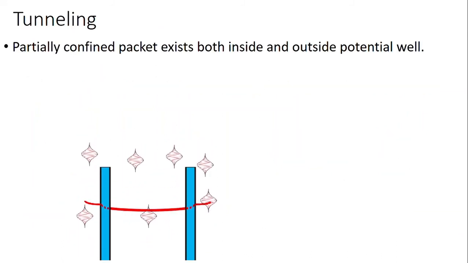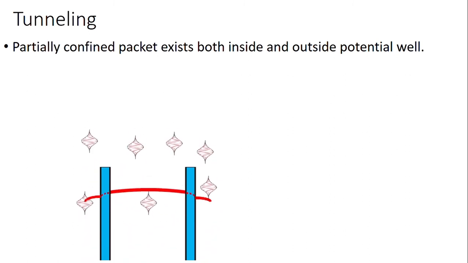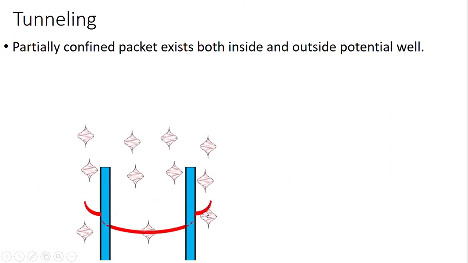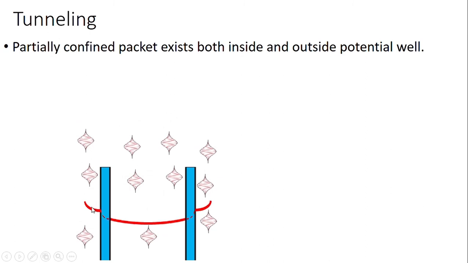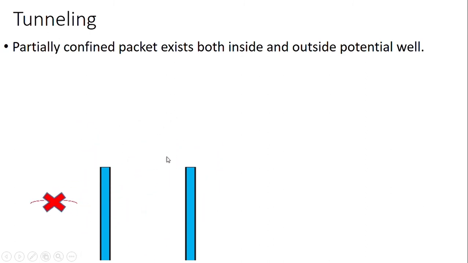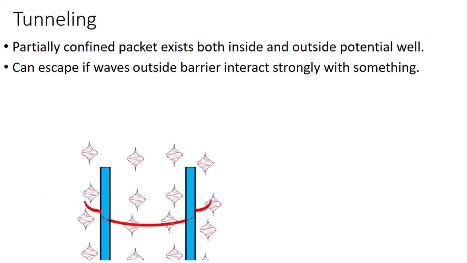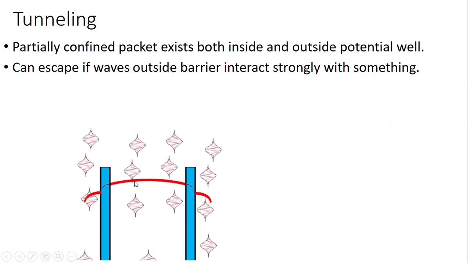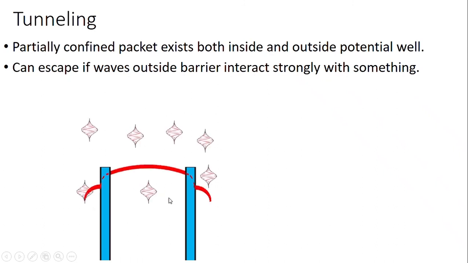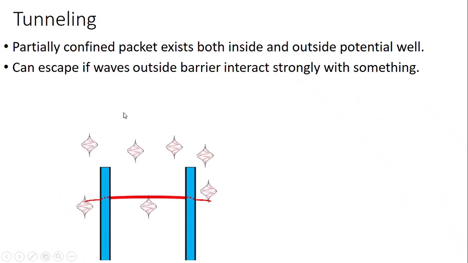Tunneling is an important aspect of quantum mechanics, where you have a partially confined wave packet existing both inside and outside of a potential barrier. And here's a simple wave packet that I've drawn existing both inside and outside of this potential barrier. And I'm bombarding it with all these other quantum wave packets. And once in a while, it's going to instantly reform because of these wave packets hitting it. And most of the time, it'll instantly reform inside the potential barrier and it won't escape. But once in a while, it'll interact with something outside of the potential barrier and escape just like that.